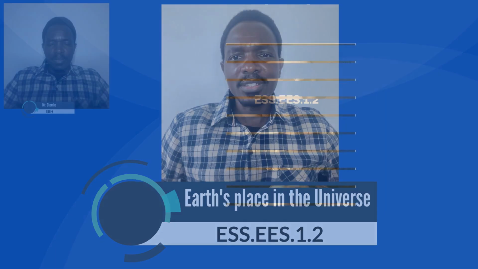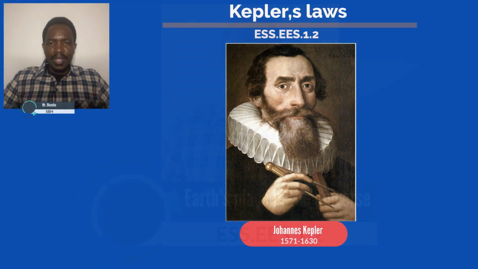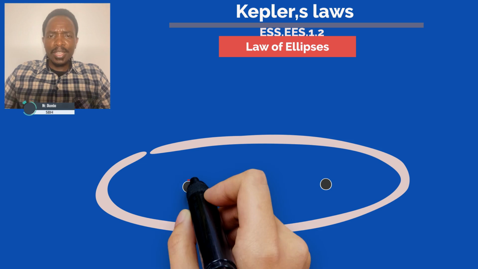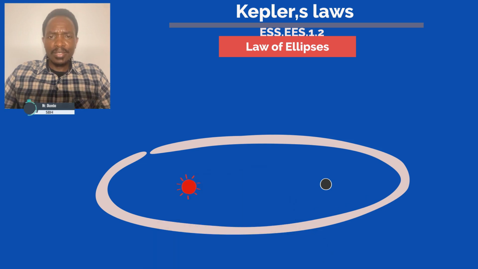Let's get started. Johannes Kepler, a German mathematician, astronomer, and astrologer, used simple mathematics to formulate three laws of planetary motion. According to Kepler's first law, law of ellipses, the shape of planets' orbits around the Sun is an ellipse with the Sun at one of the foci and nothing at the other focus.